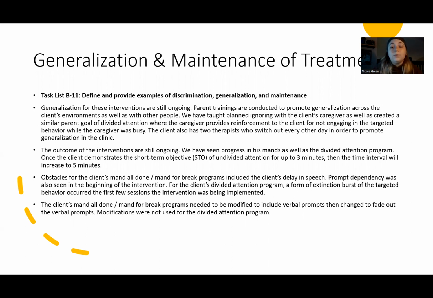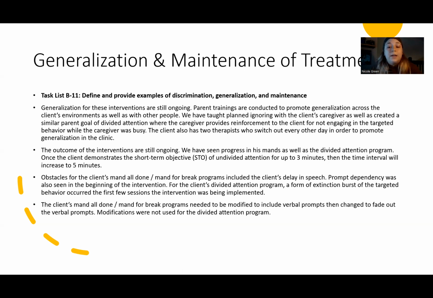We have seen progress in his mands as well as the divided attention program. Once the client demonstrates the short-term objective of undivided attention for up to 3 minutes, then the time interval will increase to 5 minutes. Obstacles for the client's mand for all done and mand for break programs included the client's delay in speech.